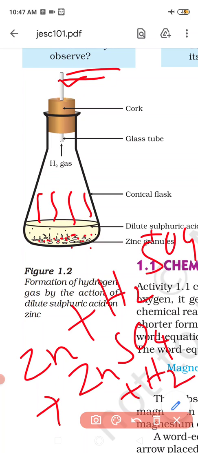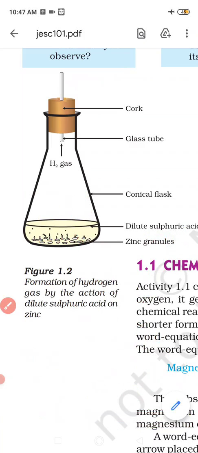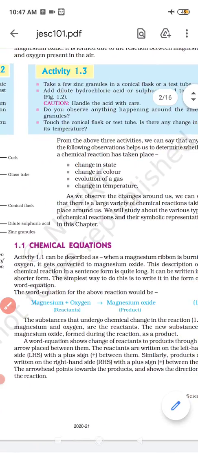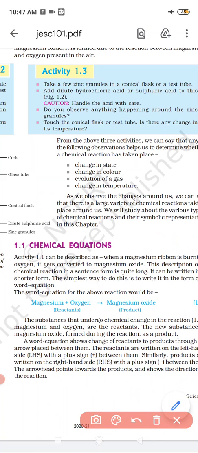So from the above three activities, what do you notice? From the above three activities, we can say that any of the following observations help us to determine whether a chemical reaction has taken place: change in state, change in color. See, first one, change in state. You have taken the magnesium ribbon, and it converted into ash. So change in state.